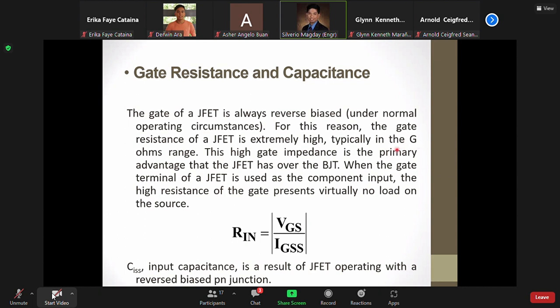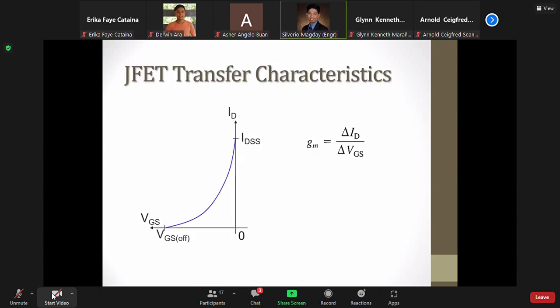Kaya ang taas nung resistance sa gate, kumbaga iniiwasan niya na mag-conduct, parang yung gate never becomes forward biased. Kasi if in case, magdadamage siya sa component.